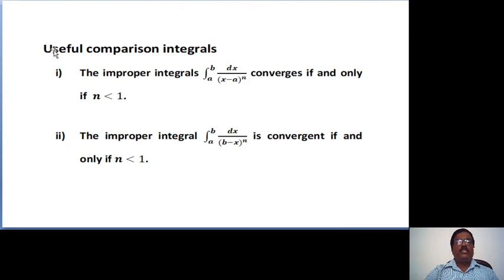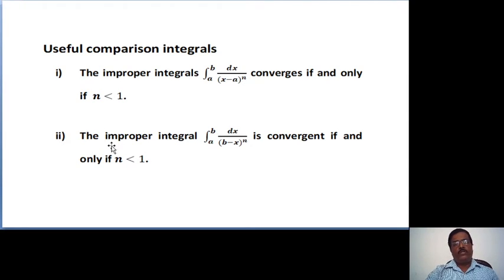Next we see some useful comparison integrals which are very helpful in solving problems. The first one is the improper integral, integration from a to b dx divided by x minus a whole raised to n. An integral of this form is convergent if and only if n is less than 1.